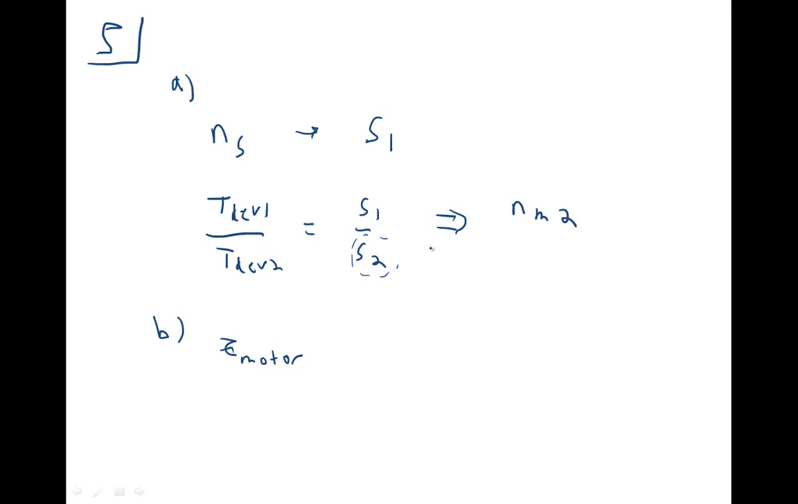And I should mention, I guess I didn't find Z motor for the example from the exam. That was a different exam I was thinking of. So Z motor, you find it just like I did in class. You find the equivalent impedance seen looking in for the value of slip given by S1.